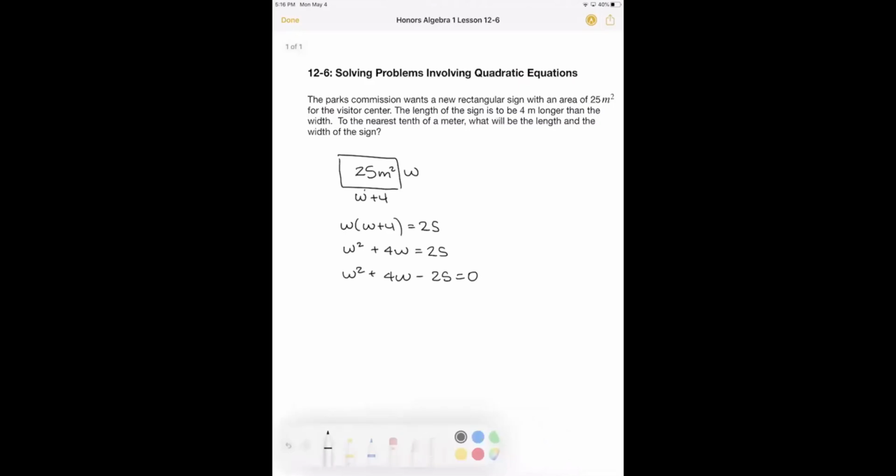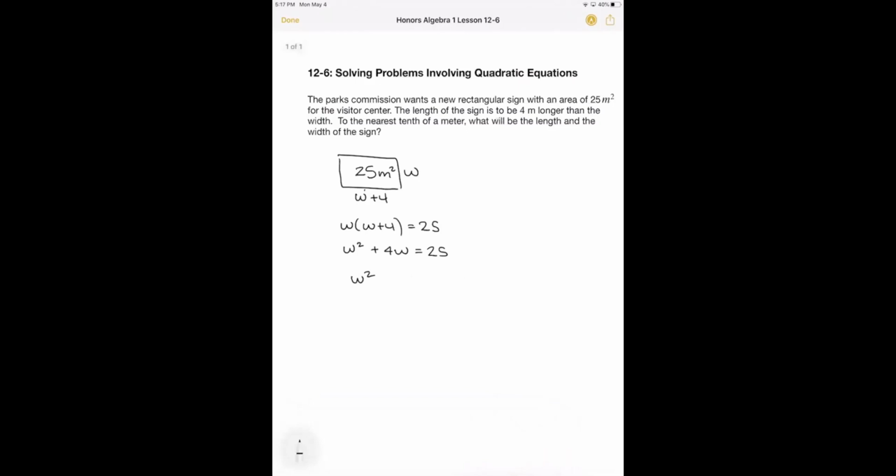Let's just quickly check and see, is that factorable? Well, I can tell you that is not. There's no factors of negative 25 that add up to positive 4. So we're just going to get rid of that, and we're going to go ahead and pick another choice. And the best choice that I see is either the quadratic formula or completing the square. Well, we have a leading coefficient of 1 on W squared, and then an even coefficient of my W term. So let's go with completing the square.